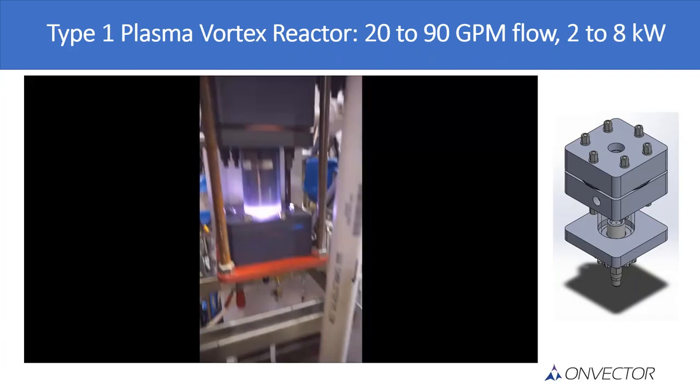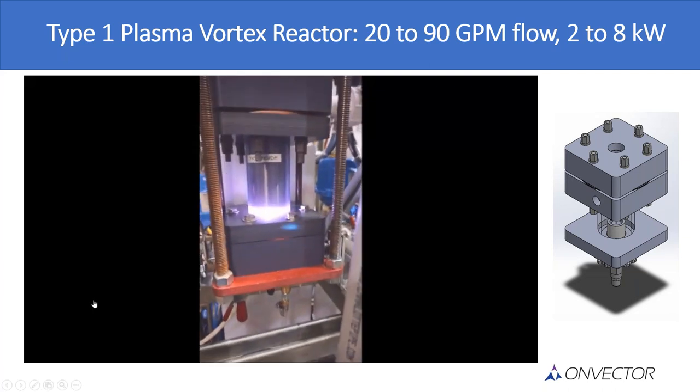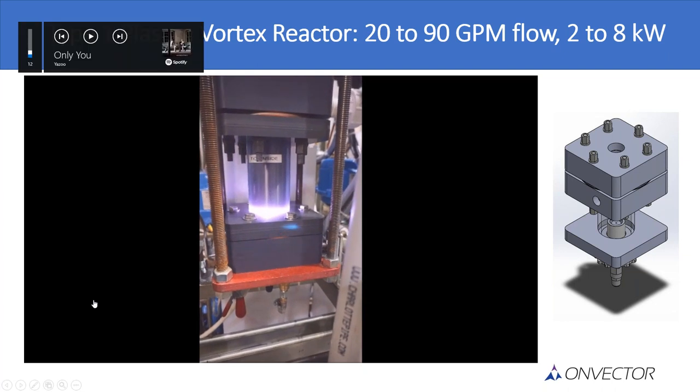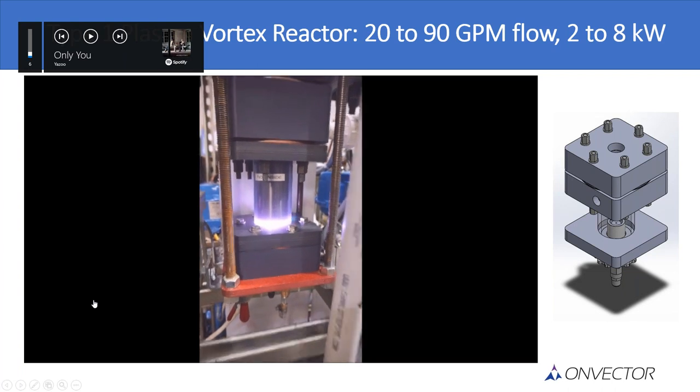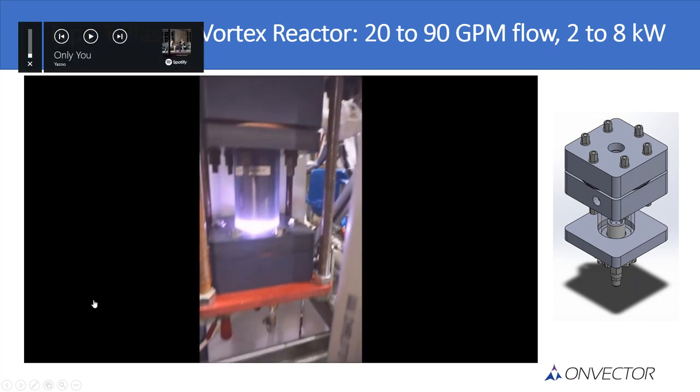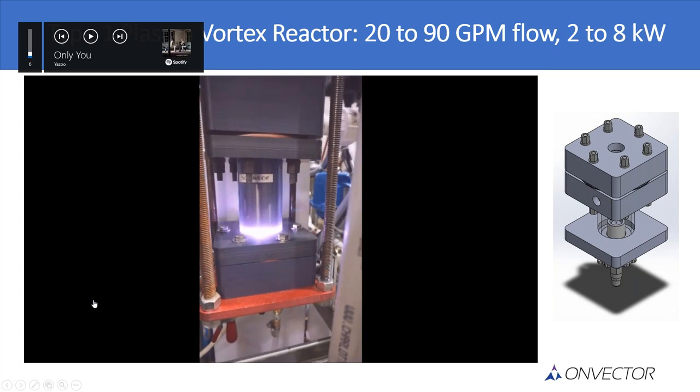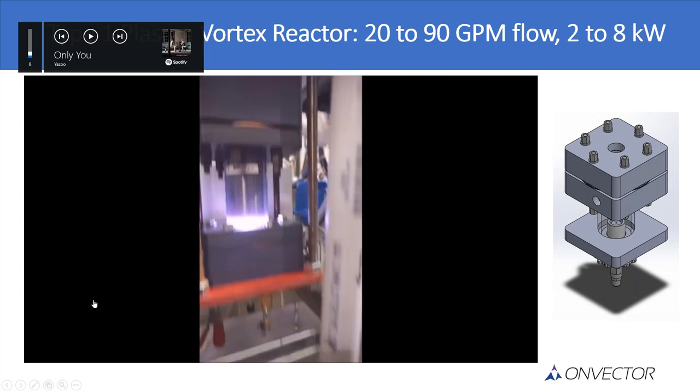And click on the video if you would, just to show a quick demo of the plasma system. You have there, we believe, the most advanced plasma water technology in the world, flowing 20 to 90 gallons a minute with 2 to 8 kilowatts of plasma power delivered stably, reliably, arc lightning in a scalable reactor module. Next slide.